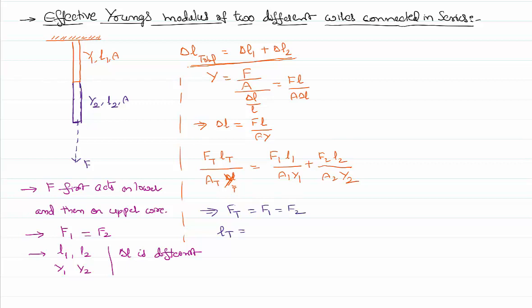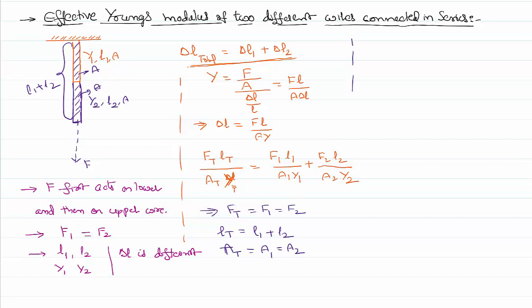L total, because they are connected one after the other, is equal to L1 plus L2. The area total is A itself because A1 equals A2 and they were connected one after the other. If you connect things in series, length increases but the area remains constant. See here, the total length is L1 plus L2. Because of this kind of connection, the thickness remains the same, so the area remains the same.